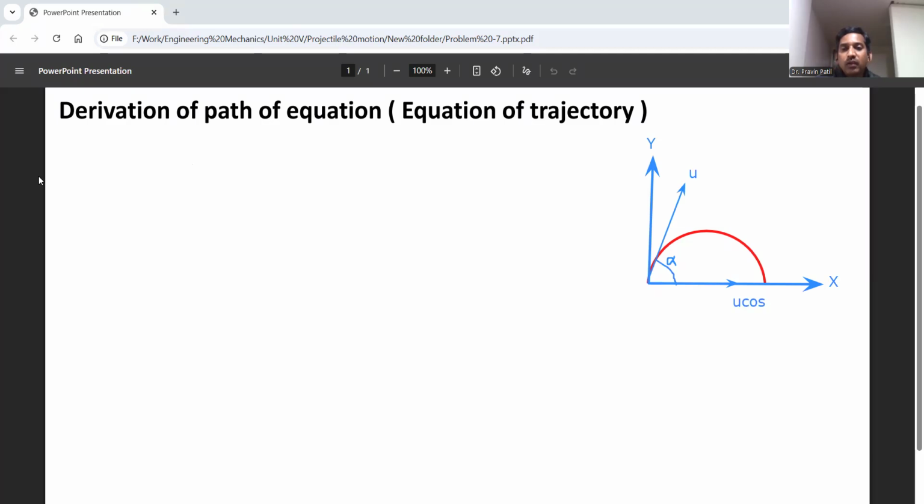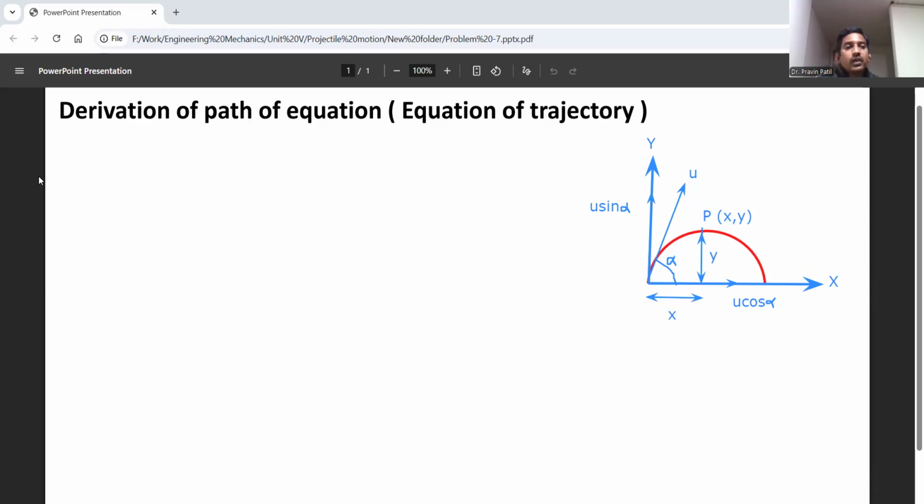On the x-axis it is u cos alpha, and on the y-axis it is u sin alpha, because the angle is with respect to the horizontal. So on the x-axis it will be u cos alpha, on the y-axis it will be u sin alpha. Just consider point P with coordinates x and y.